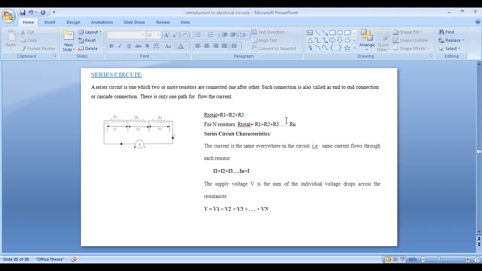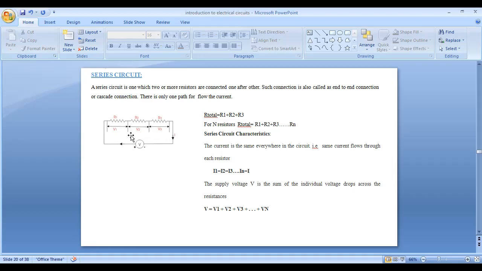The series circuit means it is a circuit in which two or more resistors are connected in series. Here in the series connection it is an end-to-end connection. The second end of the first resistor is connected to the first end of the second resistor, and the second end of the second resistor is connected to the first end of the third resistor. This is the end-to-end connection. So in any circuit, if two or more resistors are connected in series, then the circuit is called a series circuit.